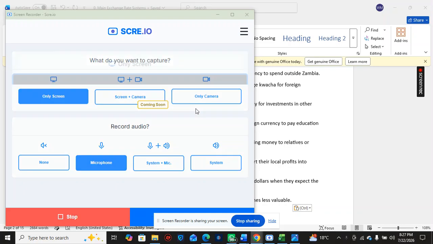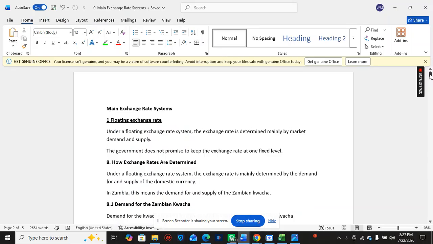All right, colleagues. Yes, we are looking at exchange rate systems. Starting with the floating exchange rate, where the exchange rate is determined by supply and demand of a currency, or basically the market forces, because supply and demand is part of the market forces.